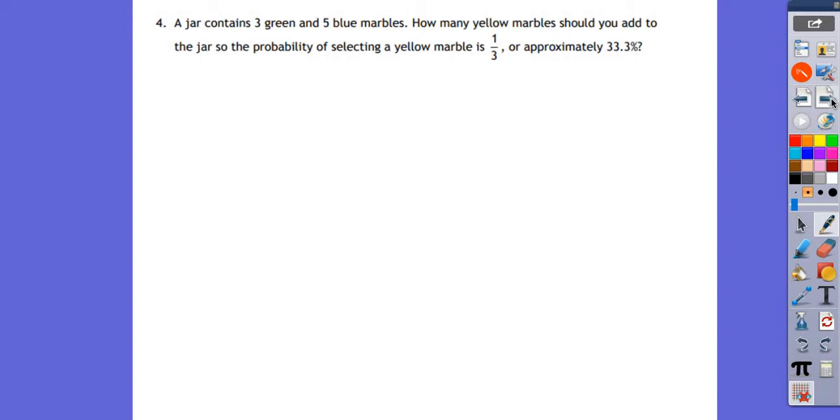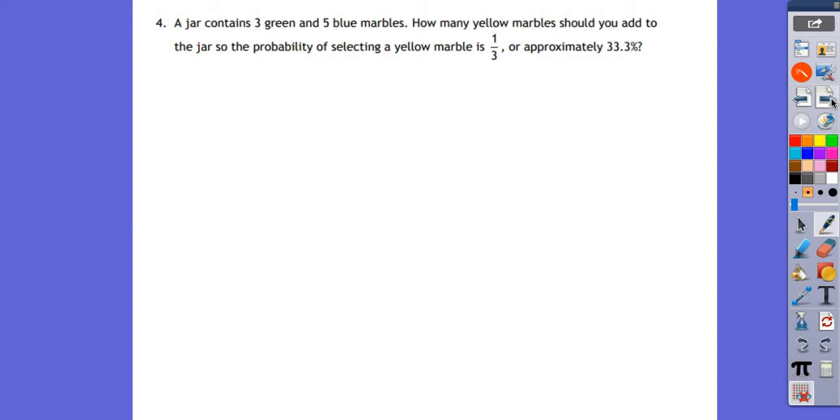Well, picture the jar with 8 marbles in it. I'm grabbing a yellow one and putting it in the jar. If I add 1 to it, how many marbles are in the jar? 9. So that means all your probabilities have to be recalculated with a total of 9 marbles. If I add 2 yellow marbles to it, I'm at a total of 10. They all have to be recalculated to 10.